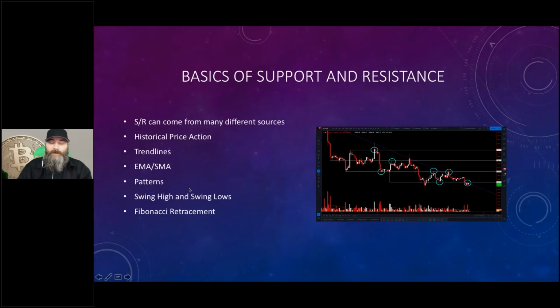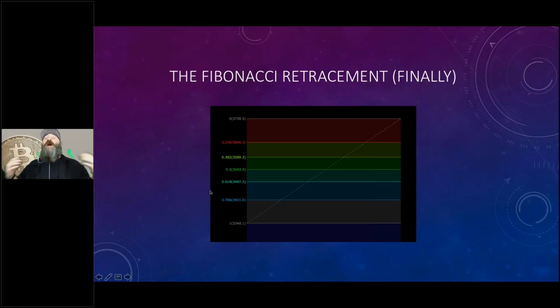Patterns. If you're looking at symmetrical triangles, then you'll have an area of support down below and an area of resistance up above while you're crushing that price within that pattern. Swing highs, swing lows, and Fibonacci retracement. So finally, I know, I'm sorry, but I did want to get those core things out of the way. The Fibonacci retracement. Here it is in all of its glory.